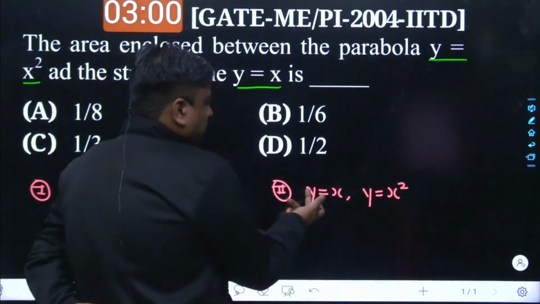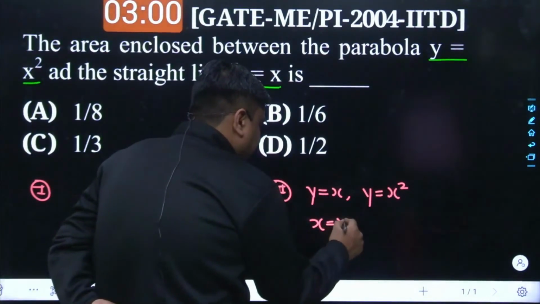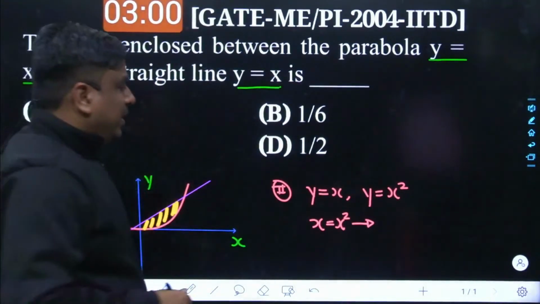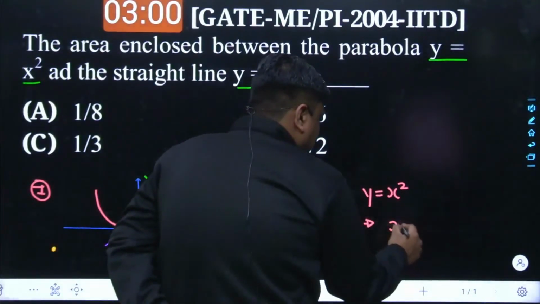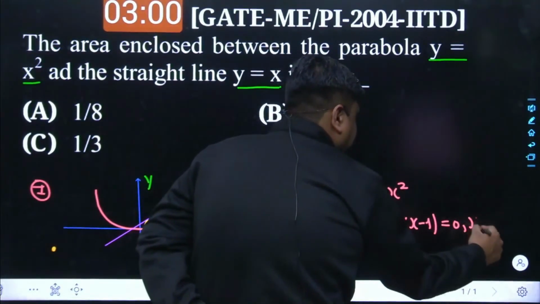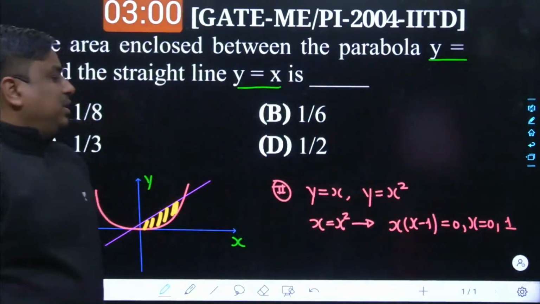So what I would be doing over here, y has been fed as x. So this becomes x is equal to x squared, which is a quadratic equation with one independent variable. Virtually speaking, this could have been written as x squared minus x equals 0, that is x(x minus 1) is equal to 0. You will get x is equal to 0 and 1. The values are 0 and 1.